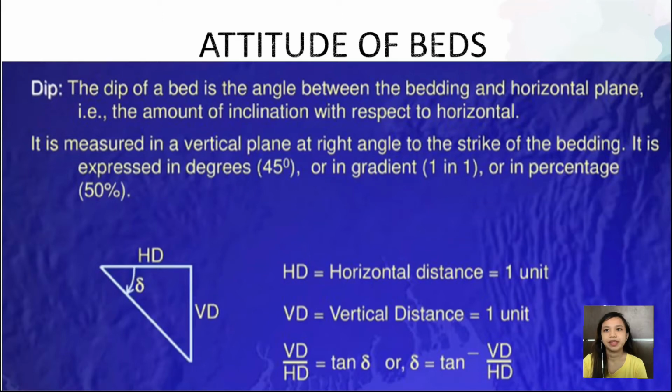Dip. The dip of a bed is the angle between the bedding and horizontal plane, the amount of inclination with respect to horizontal. Here is the formula. HD, the horizontal distance, is equal to 1 unit. Vertical distance is equal to 1 unit. So vertical distance over horizontal distance is equal to tan D, or D is equal to tan inverse of V. Vertical distance is equal to horizontal distance.